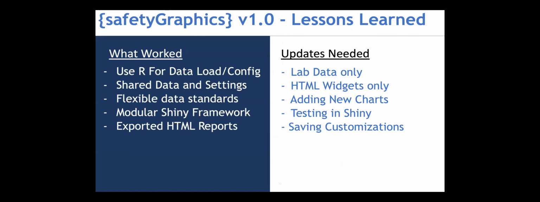But there were also some updates needed after version 1. So version 2 expands it to cover multiple data domains. It expands it to different chart types. It makes it a lot easier to export the app and save things. And then it builds out a more robust testing framework as well. You'll see a lot of this as we go through the examples today. Everything we're going to do today is using the newly released version 2 of the app.